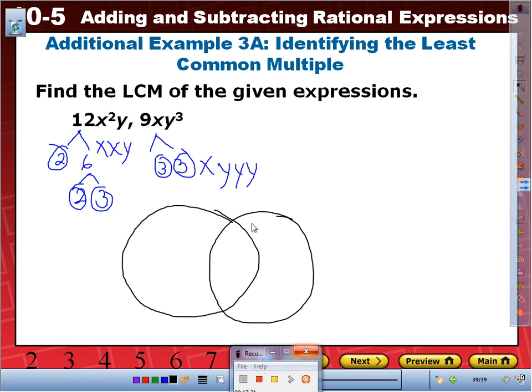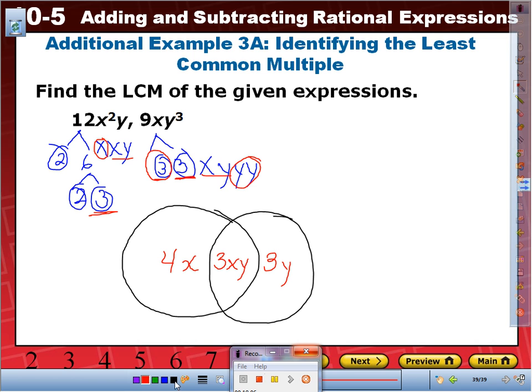So let's identify our GCF. What's our GCF for these two? 1, 3. So there it is. And 1x and 1y. So x, y. Okay. What's left for this one? Let's look at this one. We're left with 1x and 2, 2. So this is 4x. Is that correct? What's left over here? The 3 and y squared, so we write 3y squared.